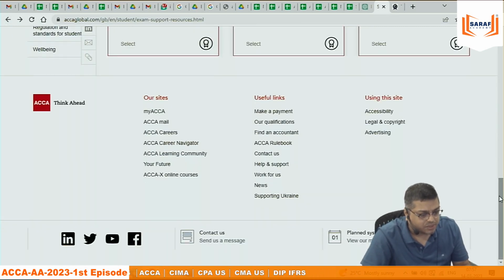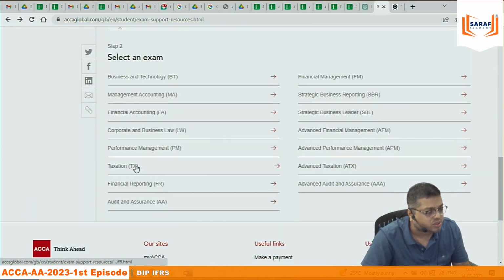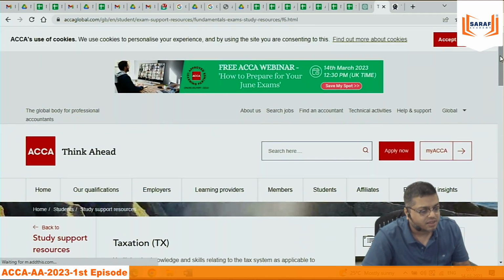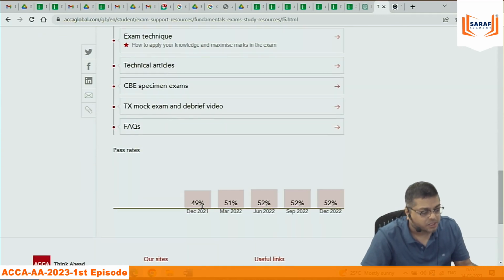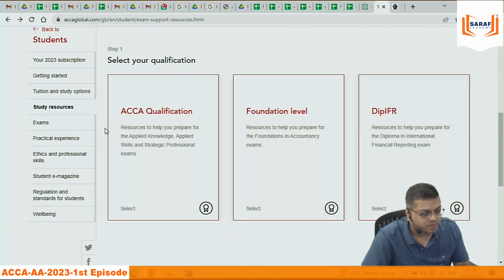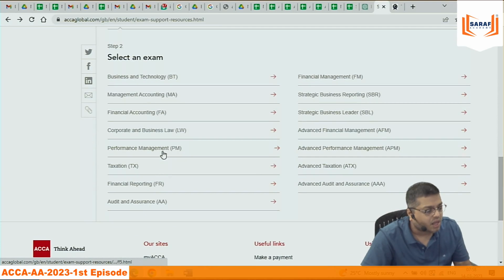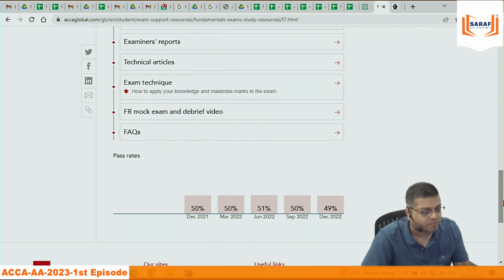If you go to other subjects, I will say, suppose taxation. The taxation subject we will be studying after June for September. The pass percentage is very good. It is around 50%. Sometimes maybe less than 50, but the pass percentage is fantastic. Then we go to the other subject. After tax, it is financial reporting. The pass percentage is very good. It is again around 50%, around 50% in the last 5 terms.